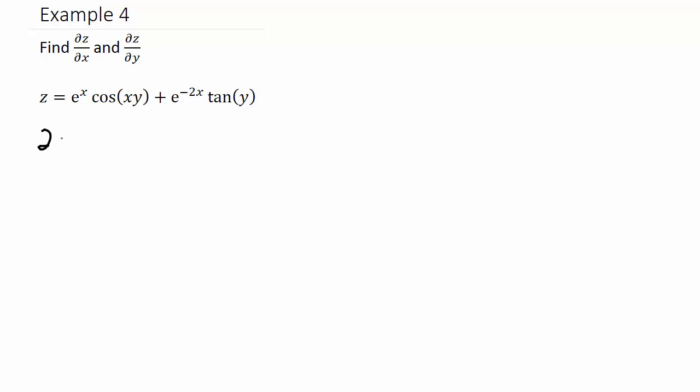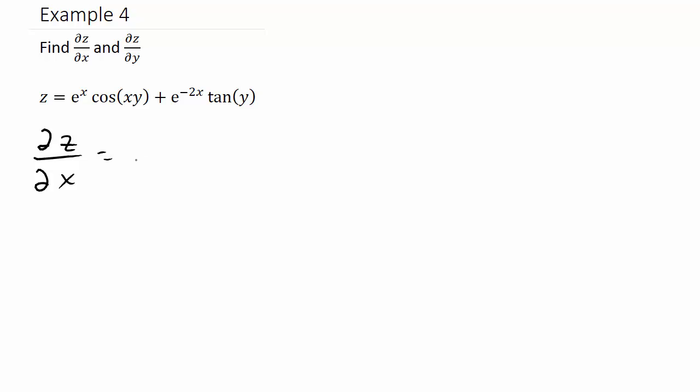So we've got the partial of z with respect to x. Now remember, we're taking the partial of z with respect to x, so y is treated as a constant. Treat y just like it's a number. Alright, so let's look at this term here. Well, we've got e to the x and we have cosine xy.